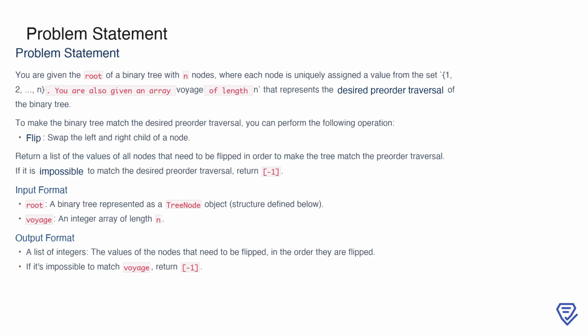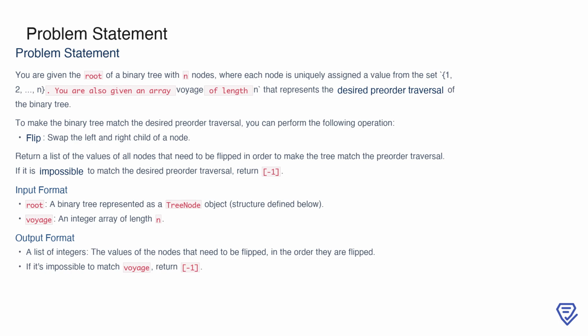each node has a unique value ranging from 1 to n. Additionally, you are provided with an array called voyage, which specifies the desired preorder traversal of the binary tree. The goal is to determine whether you can modify the tree to match this preorder traversal.